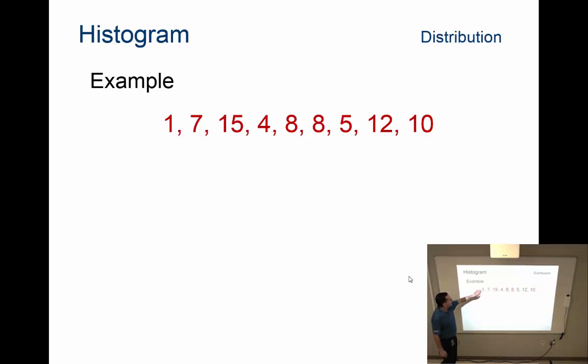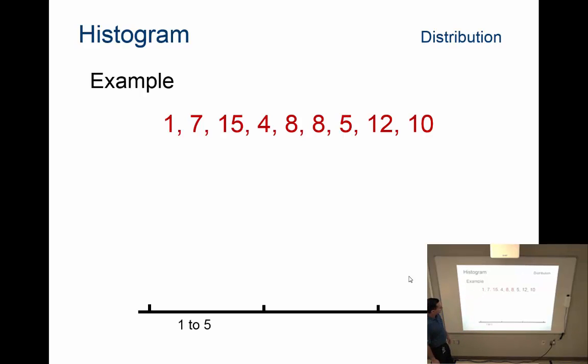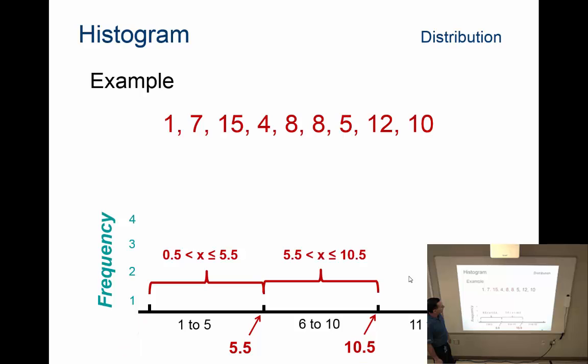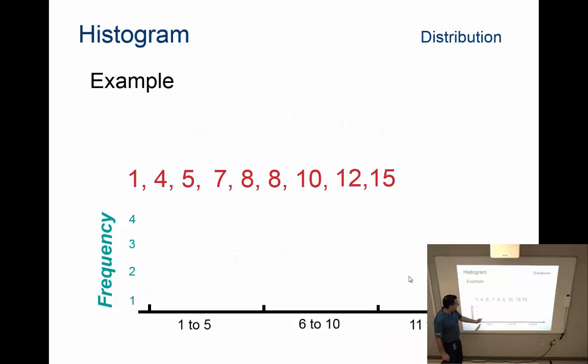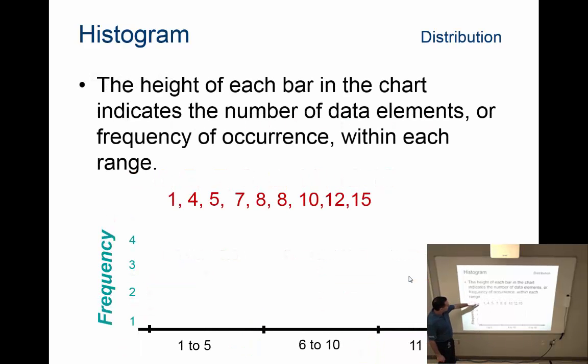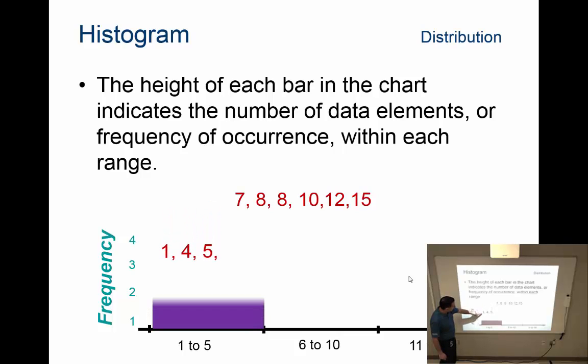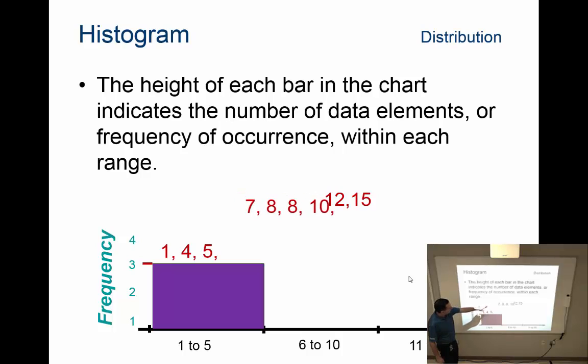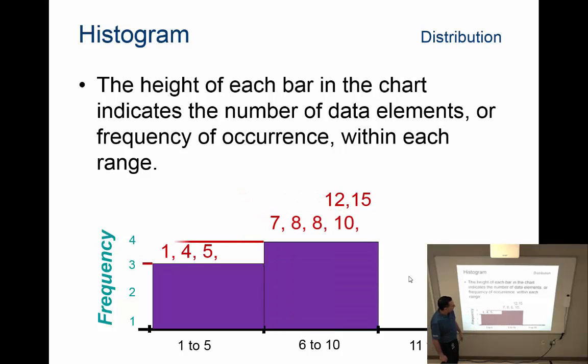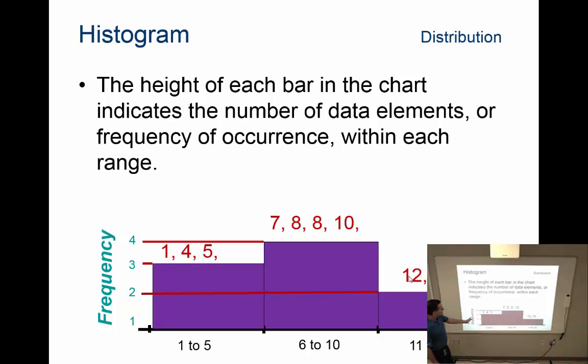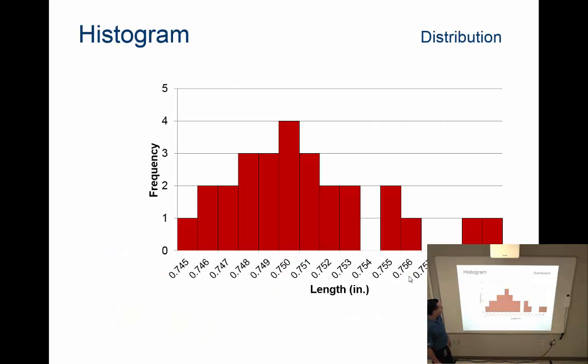So if this is the data that I was using as an example, rather than plotting every individual point on here, I would group them. Right? So 1, 4, and 5 fall within this class interval, 7, 8, and 10 in that class interval, and then 12 and 15 in the last class interval, and that gives us our histogram. So this would be a common example of one we would do.